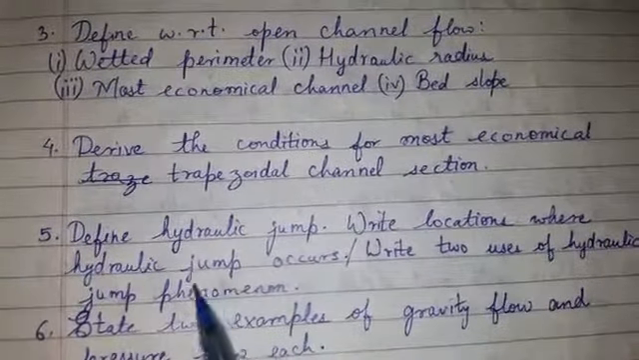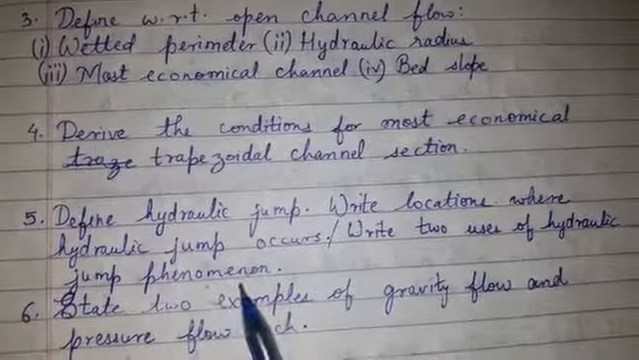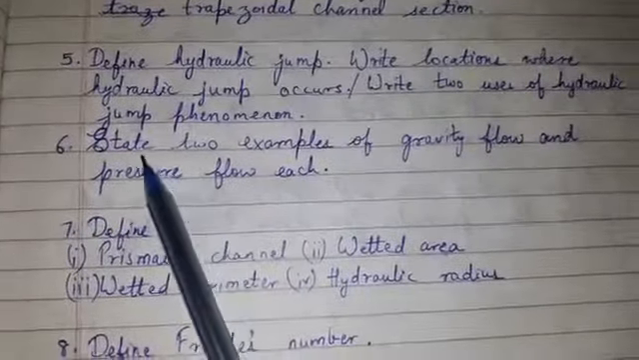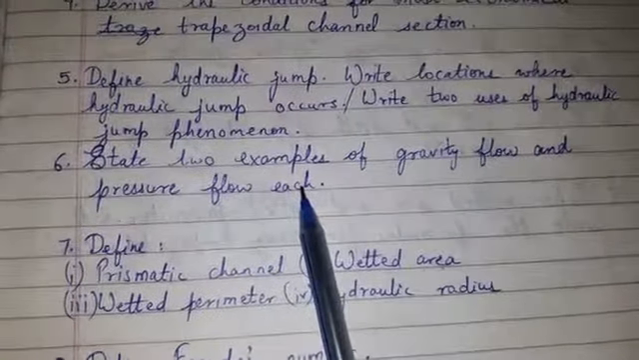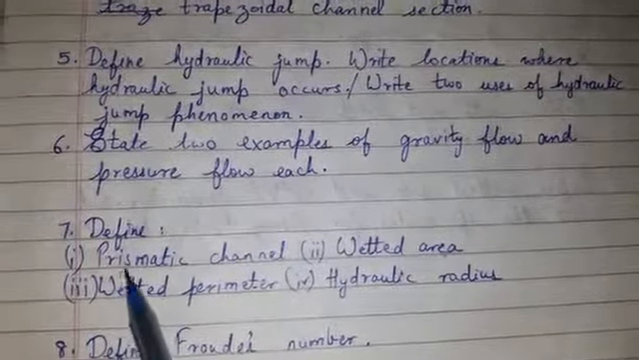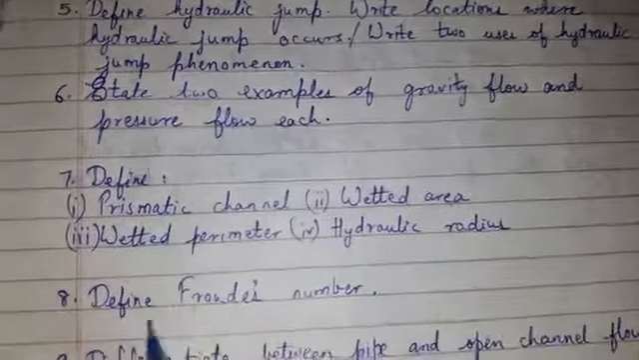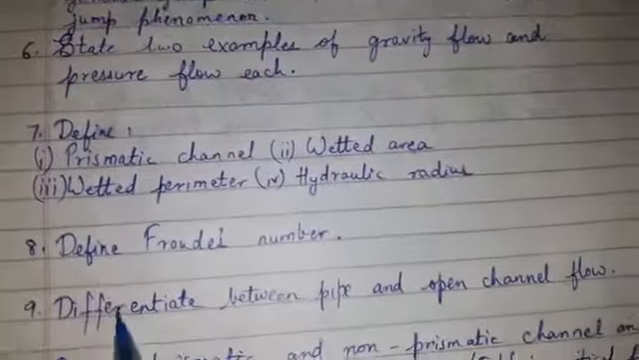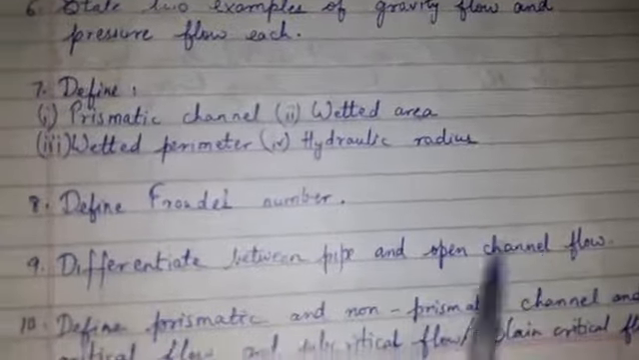Write location where hydraulic jump occurs, or it can be asked write 2 uses of hydraulic jump phenomenon. Question number 6, state 2 examples of gravity flow and pressure flow each. Define prismatic channel, wetted area, wetted perimeter, hydraulic radius. Define Froude's number. Question number 9, differentiate between pipe and open channel flow.